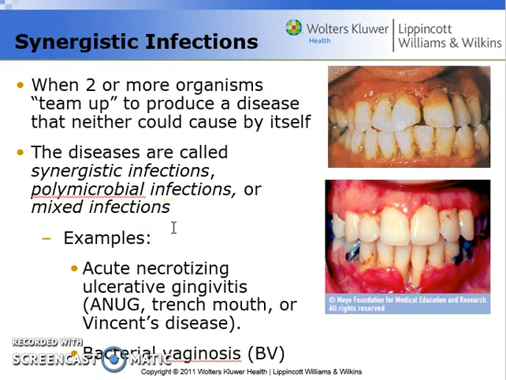So some examples we have is referred to as ANUG. This stands for acute necrotizing ulcerative gingivitis. So you essentially just have a whole lot of damage done to your gum tissue. You have ulcers, you have degradation of all your tissue. It's hard to recover from something so incredibly invasive. And this can be brought on, again, by a mixture of 2 or more microbial organisms. Other examples include trench mouth, or you can have Vincent's disease, or you can have bacterial vaginosis.